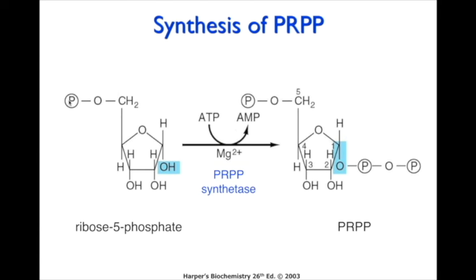So this is ribose 5-phosphate, and this is the 5-phosphate here, and PRPP synthase catalyzes this reaction. This reaction is inhibited by the end products, ADP and GDP, and these are end products of purine nucleotide synthesis. It's also activated by ribose.